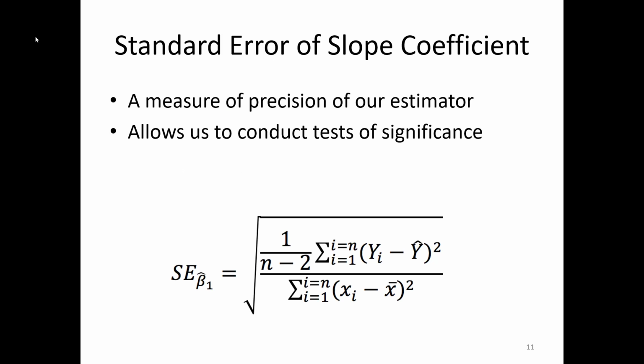So, standard error of the slope coefficient. This is a measure of precision of our estimator. This is very similar to the standard error of a sample mean, for example. And this allows us to conduct tests of significance. Right? It's a measure of how precise our estimator is.